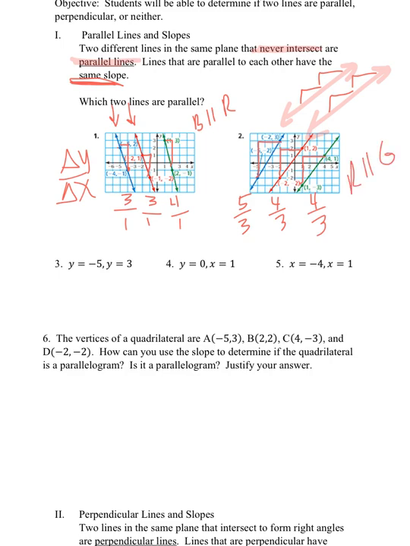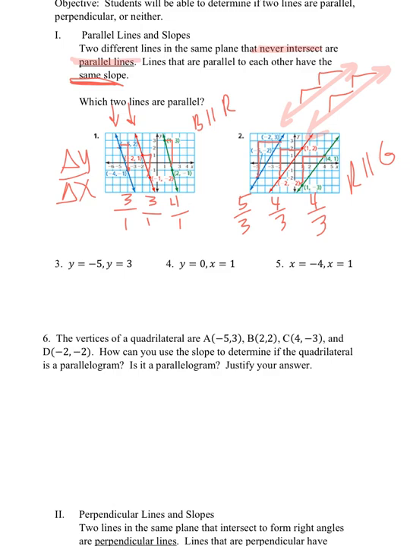So when you're looking for parallel lines, they have to have the same slope. If you take a look at numbers 3, 4, and 5, you'll notice that number 3 says y equals negative 5 and y equals 3. Number 4 says y equals 0 and x equals 1. And number 5 says x equals negative 4 and x equals 1. These are vertical versus horizontal lines.